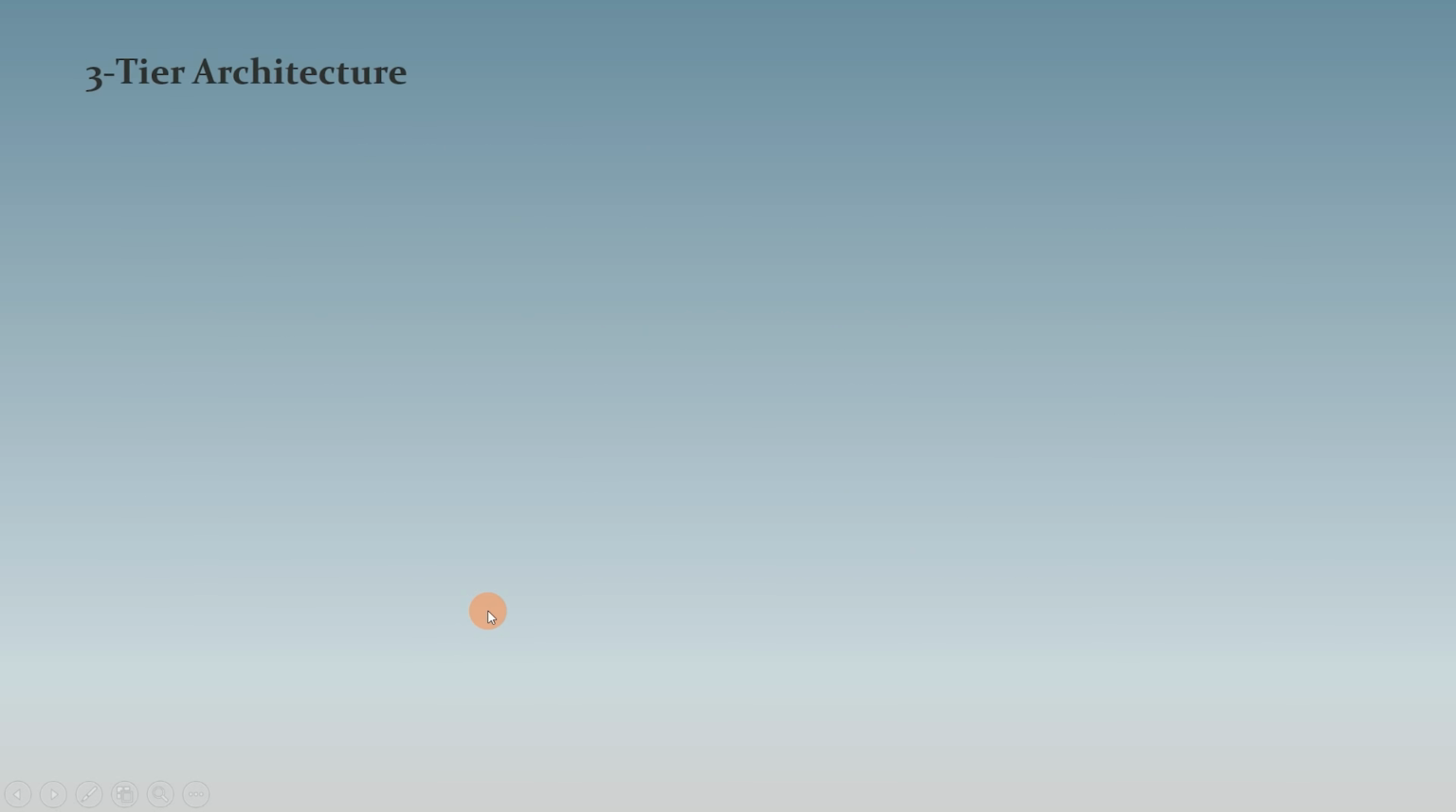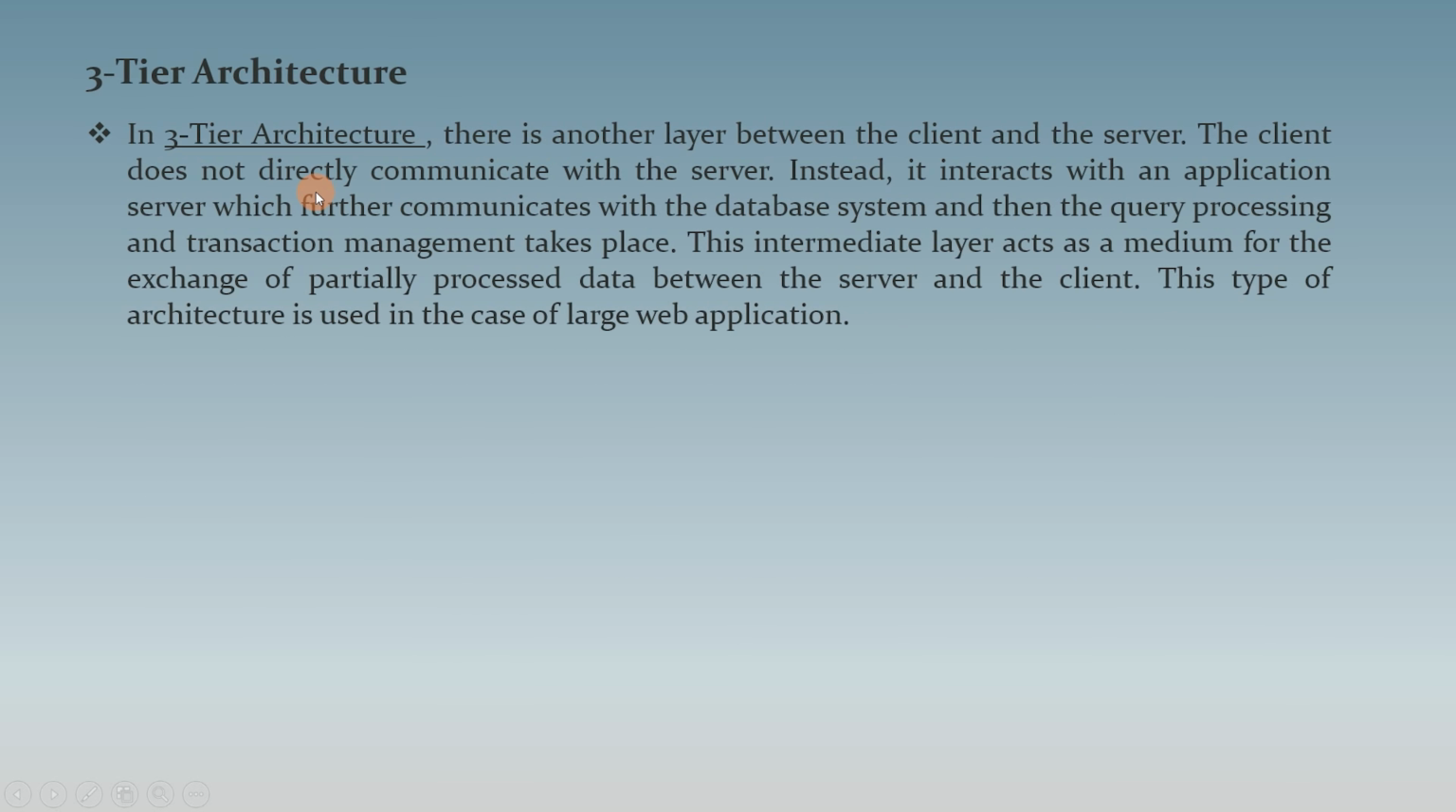Now, 3-tier architecture. In 3-tier architecture, there is another layer between the client and the server. The client does not directly communicate with the server. Instead, it interacts with an application server, which further communicates with the database system, and then the query processing and transaction management takes place. This intermediate layer acts as a medium for the exchange of partially processed data between the server and the client. This type of architecture is used in case of large web applications.